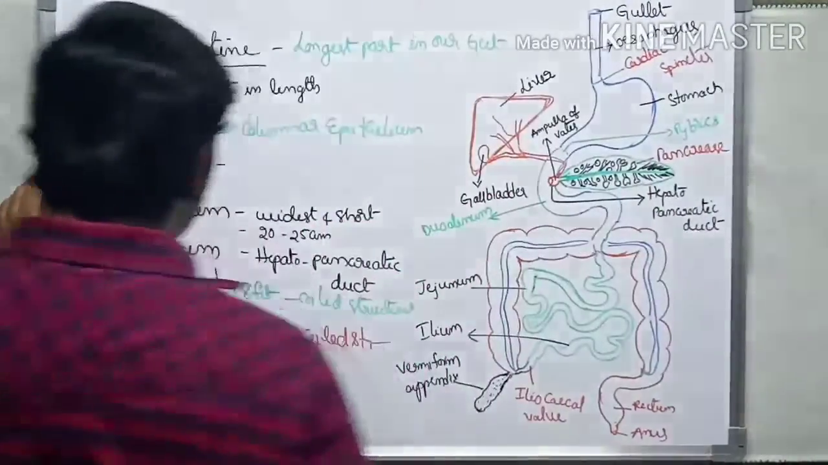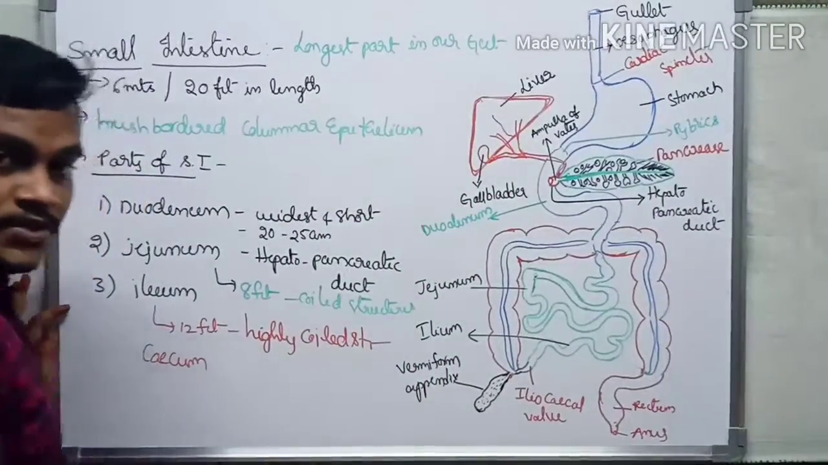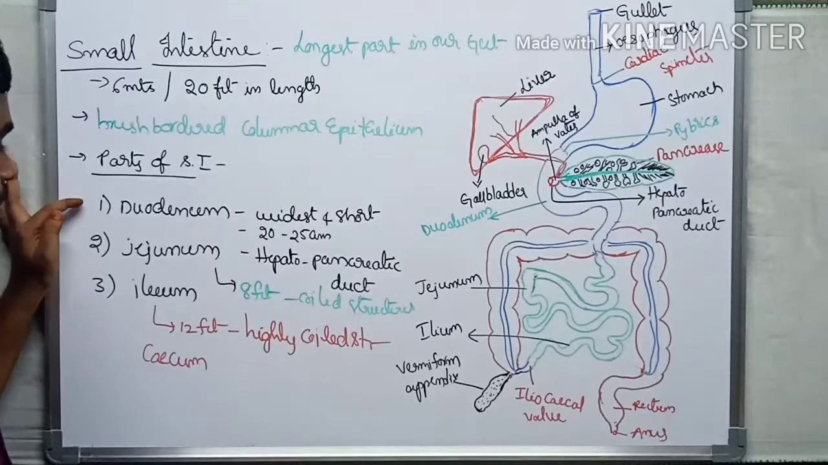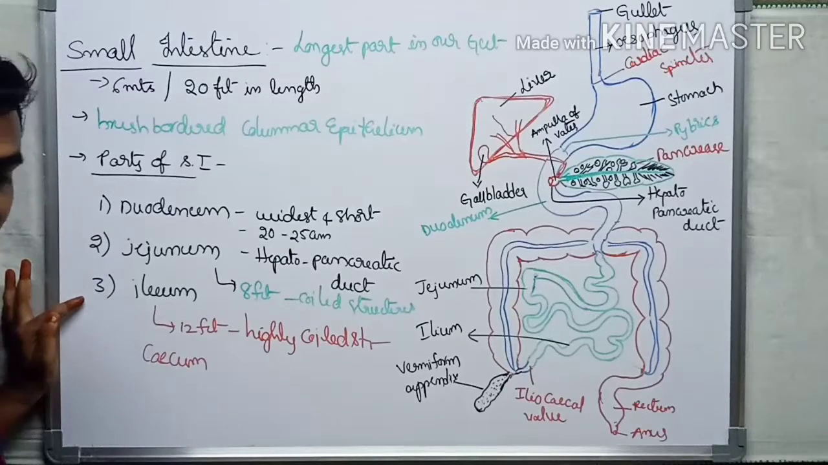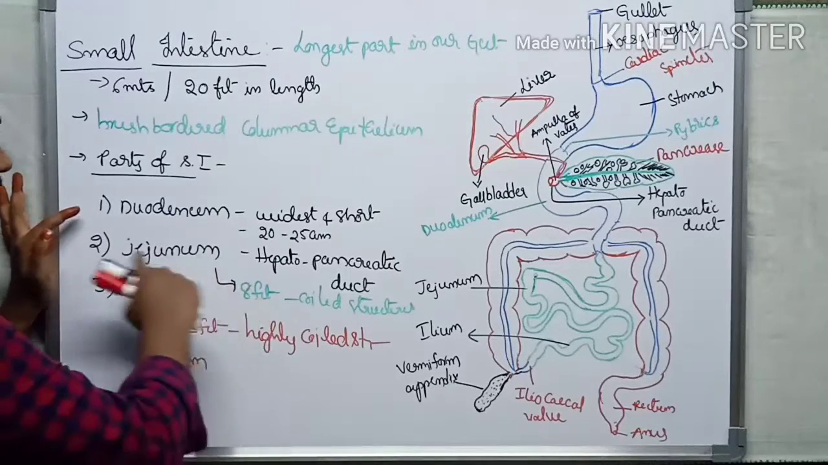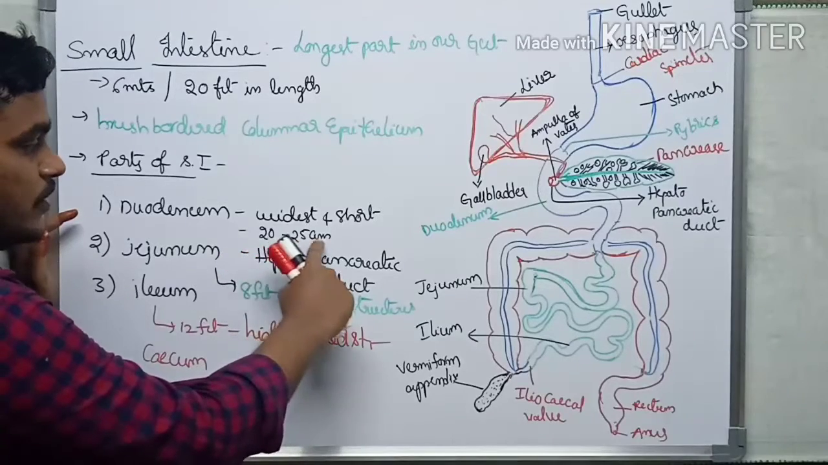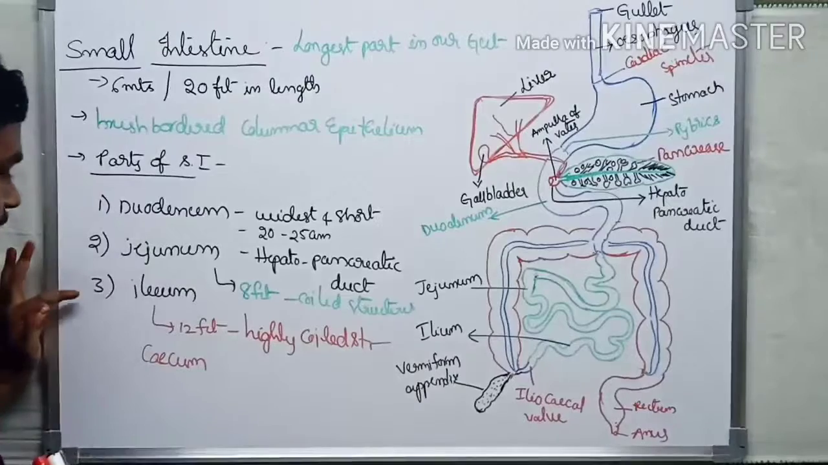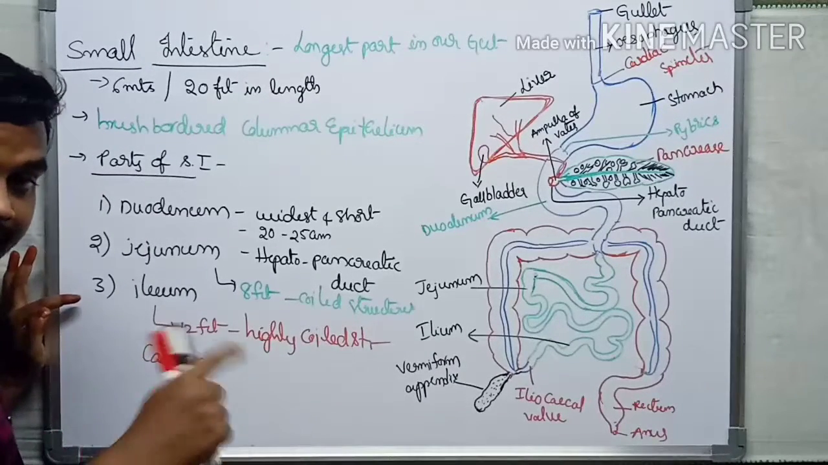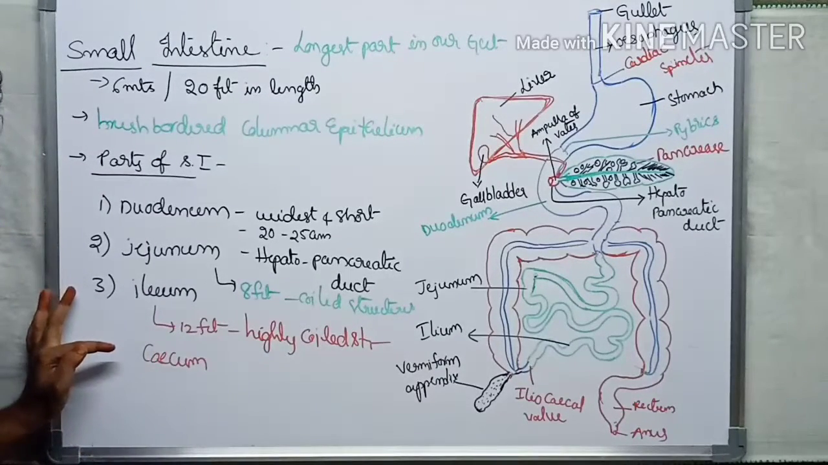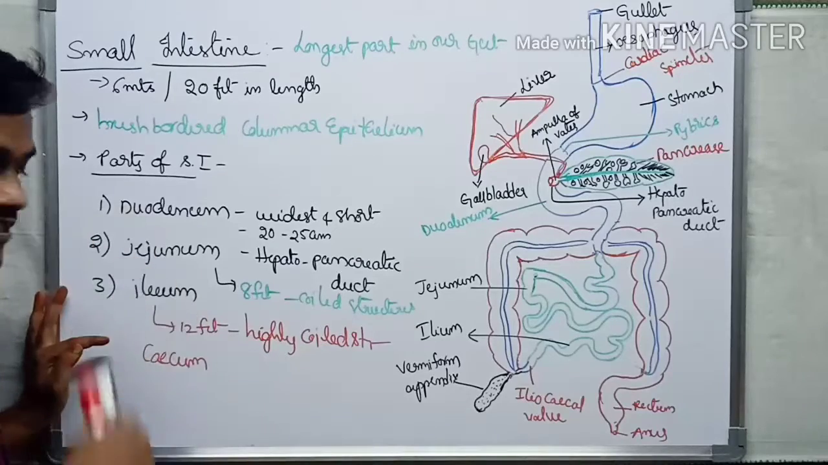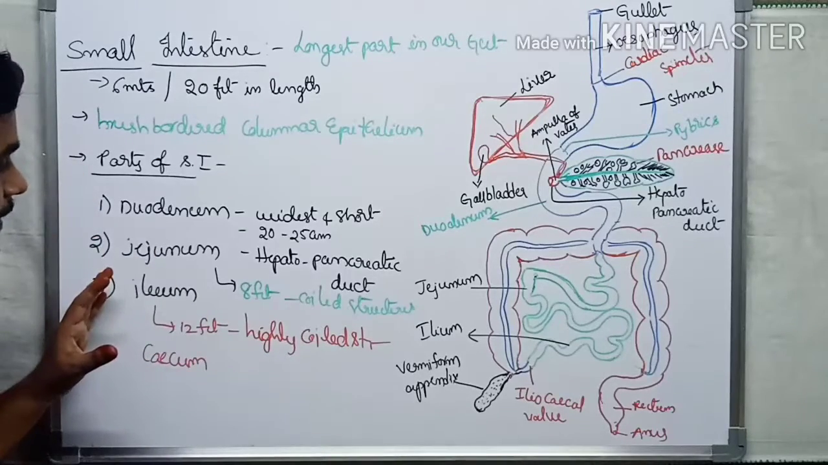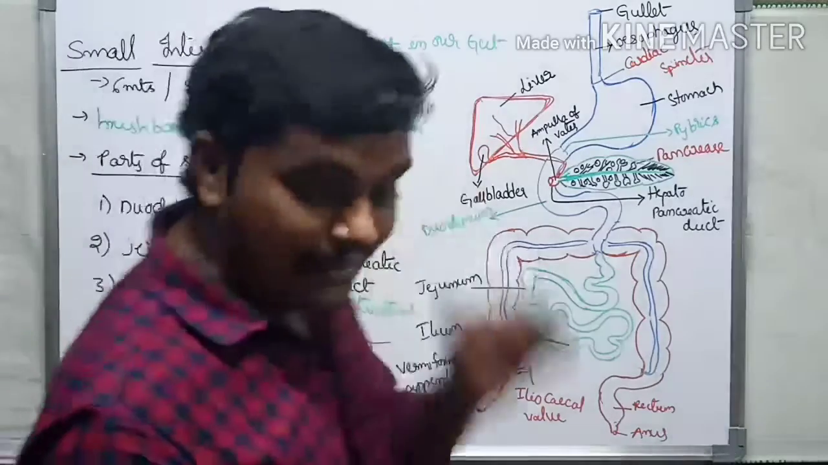So these are the three parts that come under our small intestine. The small intestine starts with the duodenum and ends with the ileum. The duodenum is the smallest lengthwise, 20 to 25 centimeters, but it is the widest. The ileum is 12 feet long, a highly coiled structure that opens into the cecum, the next part of the large intestine. So these are the three parts of the small intestine.